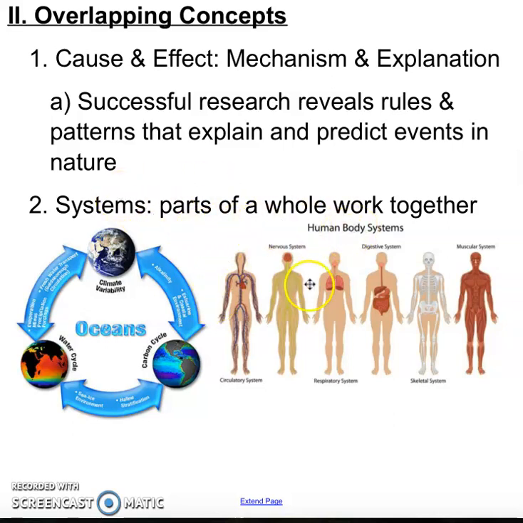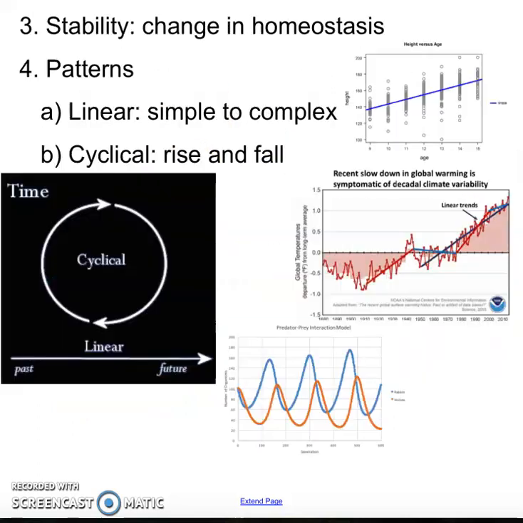Systems, how parts of a whole work together. So here we have the human body, and we have a whole bunch of different organ systems working together to carry out the functions needed for life. The circulatory system transporting materials to all parts of the cell, the nervous system helping us to move and to communicate, the respiratory system to get the oxygen needed for cellular respiration, the digestive system, materials needed for that cellular respiration to make ATP, skeletal system, support and structure, muscular system, movement. Okay, so all of these parts work together for that one organism.